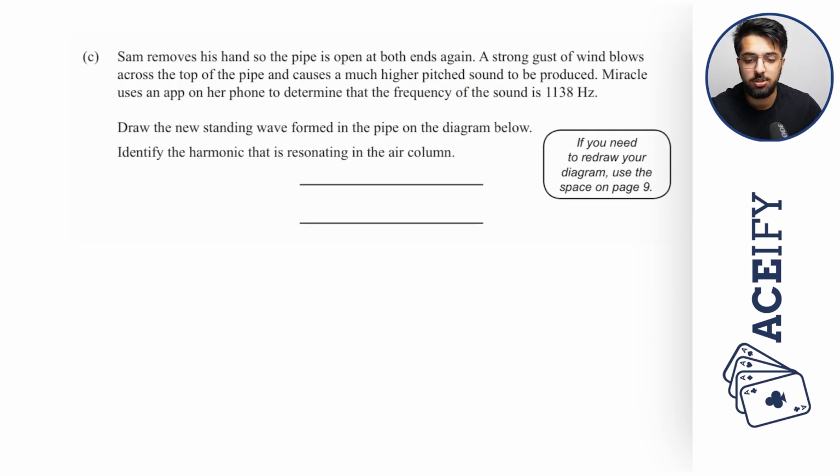Sam removes his hand so the pipe is open at both ends again. A strong gust of wind blows across the top of the pipe and causes a much higher pitched sound to be produced. Miracle uses an app on her phone to determine the frequency of the sound is 1138 Hz. Draw the new standing wave formed in the pipe in the diagram below. Identify the harmonic that is resonating in the air column.